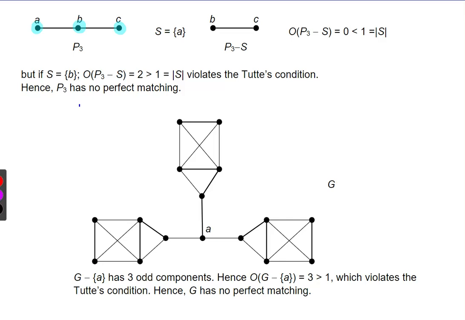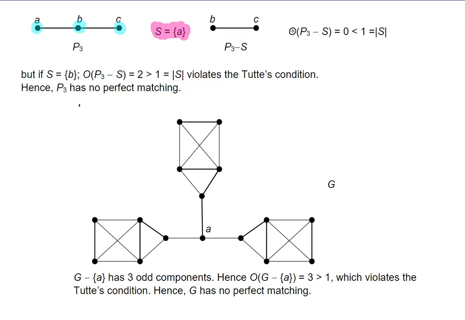S is the set of vertex A, and then for the number of odd components in P3 minus this set A, we want to know how many odd components are in P3 minus S. So P3 has these 3 vertices, and when we minus S, that means minus A, it's left with B and C. One path here.